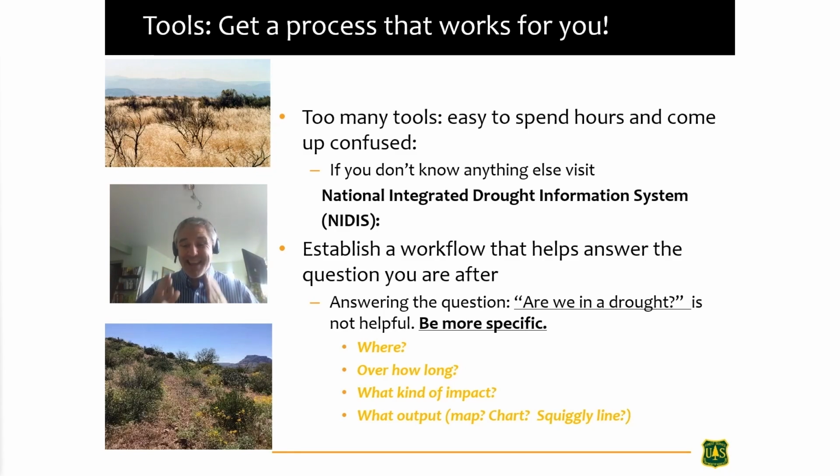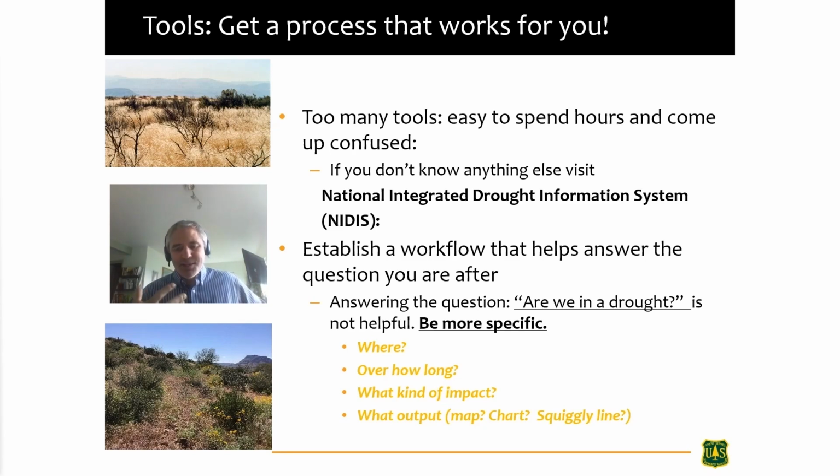And if you don't know anything else about the tools, you don't know where else to start, I recommend you go to the National Integrated Drought Information System, or NIDIS. It is a total treasure trove of information, but beware, you can get lost in there because there is so much information. So you should have a picture in mind about what you want before diving into a bunch of these data systems. If we establish the appropriate workflow, it's going to help us answer the question you're after.